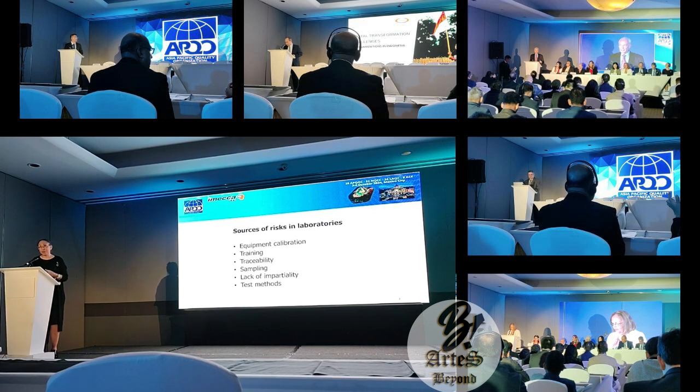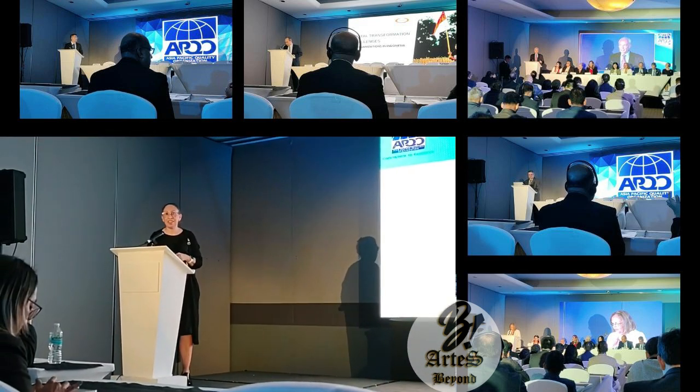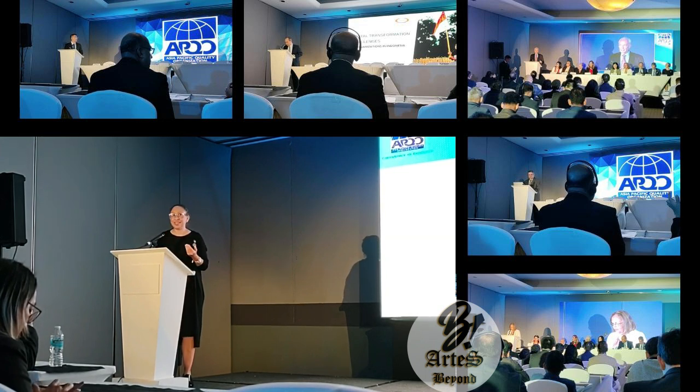Sampling is a huge area, which I'm going to talk about. Lack of impartiality is something that people don't often think about as risk in laboratories. We like to think that laboratories are perfect, but impartiality is critical. And test methods can also affect the risk, like how reliable are the test methods. Just because something's a test method doesn't actually mean that it's reliable. There's two examples here.